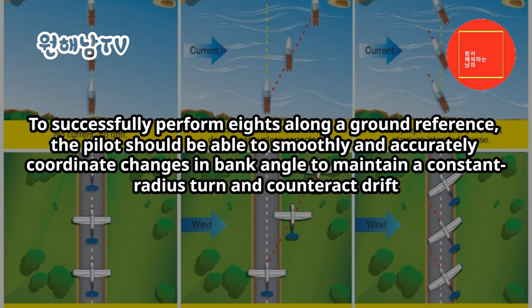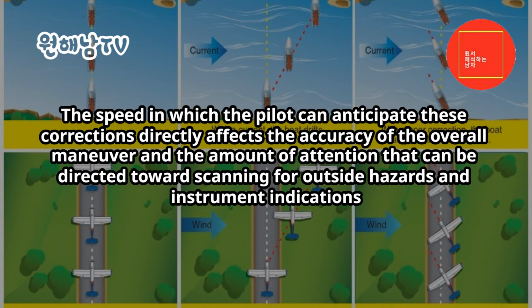To successfully perform eights along a ground reference, the pilot should be able to smoothly and accurately coordinate changes in bank angle to maintain a constant radius turn and counteract drift. The speed in which the pilot can anticipate these corrections directly affects the accuracy of the overall maneuver, and the amount of attention that can be directed toward scanning for outside hazards and instrument indications.